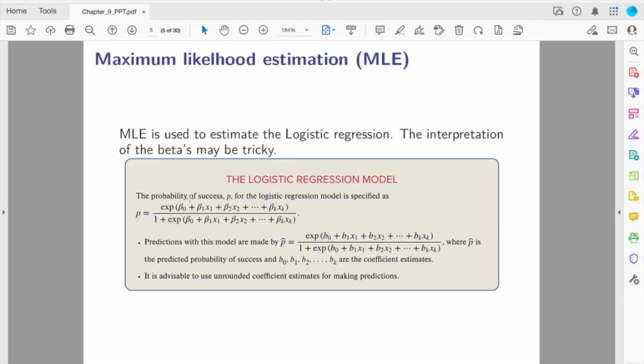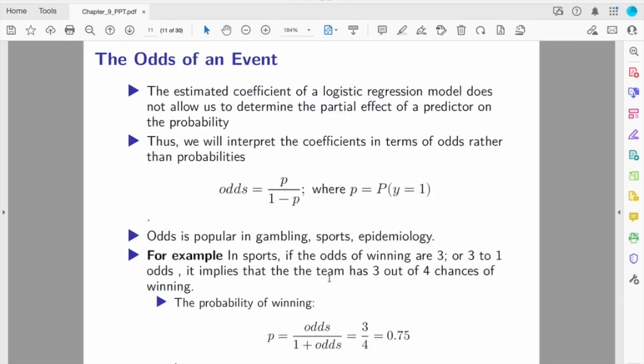The probability of success, again, we are going to predict the probability here. What is the probability that this case belongs to this category? So we are going to get probabilities, and we are going to estimate this logistic regression model. P equals the exponential of beta 0, which is the intercept, plus beta 1 x1, etc., divided by 1 plus all of this. This is the model that we're going to estimate, and this is the estimated model. P hat, the predicted probability, is going to equal all of this. Let me skip the example because we're going to go over it.